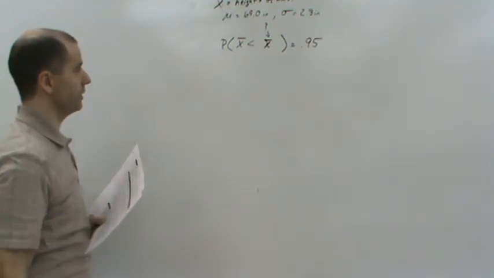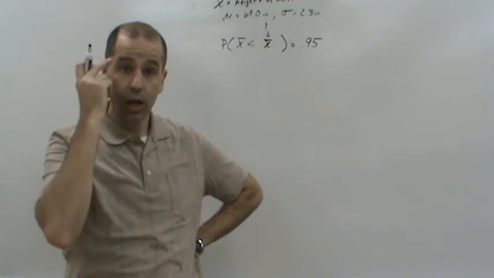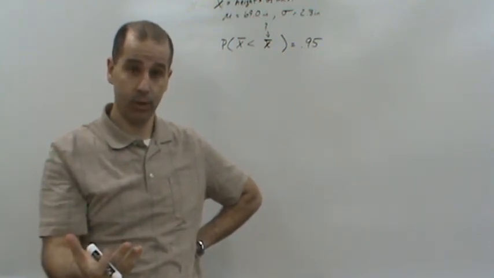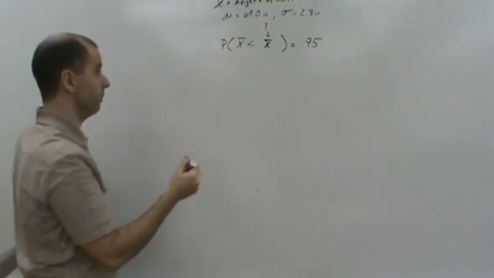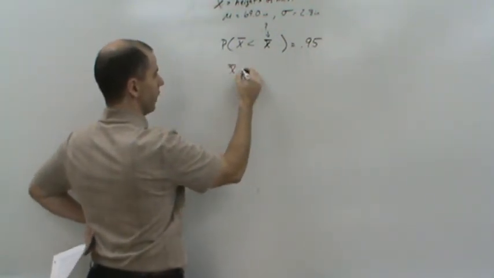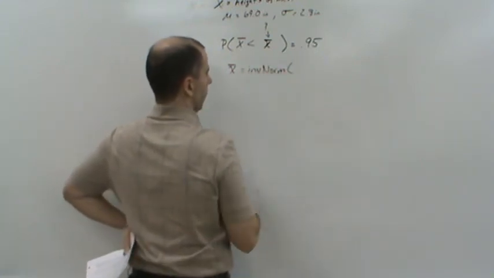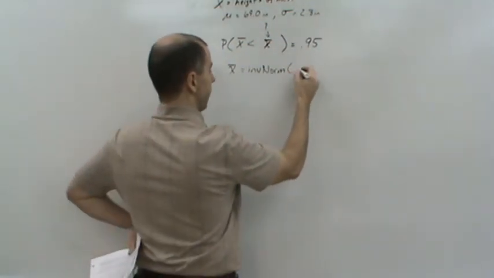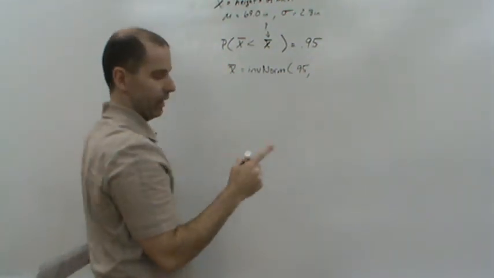And here's the thing. Since we're looking for a height, the maximum height of the man, it's an inverse problem. We're looking for a value. We're not looking for a probability. So in this case, we're looking for the average height of a man, what they need to be. So that would be inverse norm. And so in this case, again, we put in the area to the left. In this case, it's going to be 0.95. And then the mean.